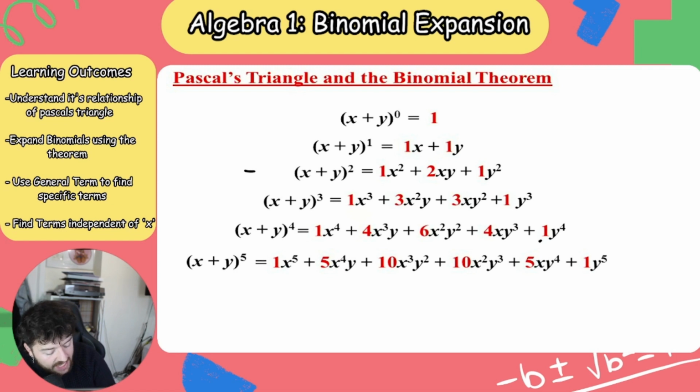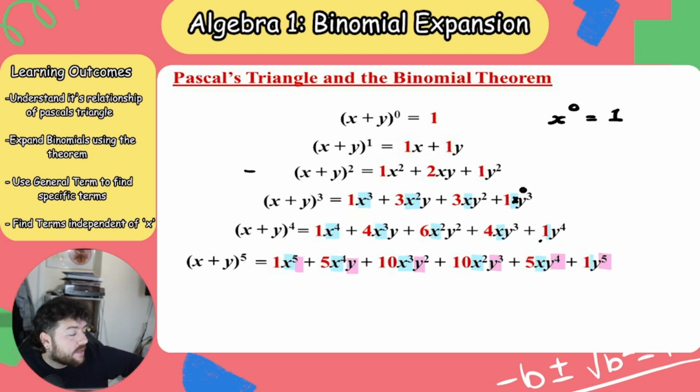But also, the first term is going down in power, while the second term is going up in power. If you look at the x's here, I have x cubed, then x squared, then x, then I have nothing, but that's actually x to the power of 0, because anything to the power of 0 is equal to 1, and anything multiplied by 1 is itself. So x to the power of 4, 3, 2, 1, 0. Same thing with the powers of y: 0, 1, 2, 3, 4, 5.